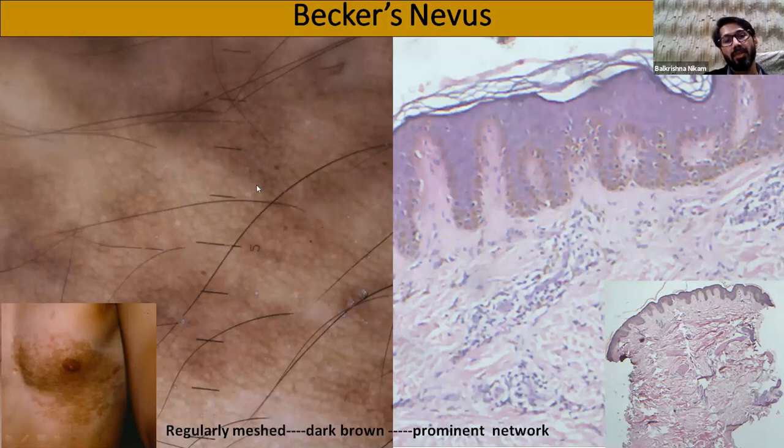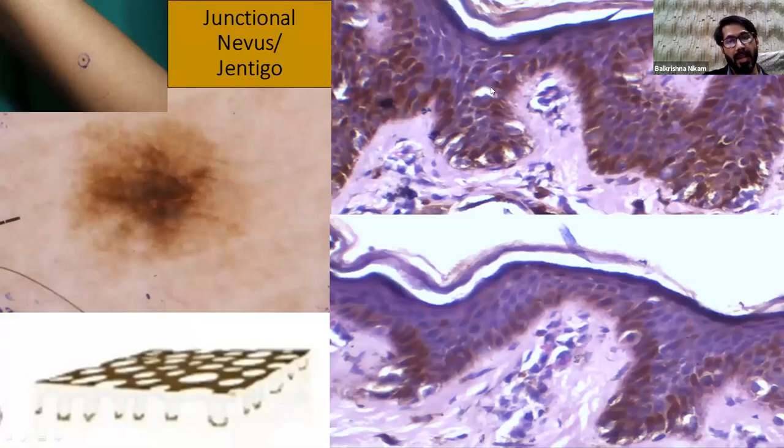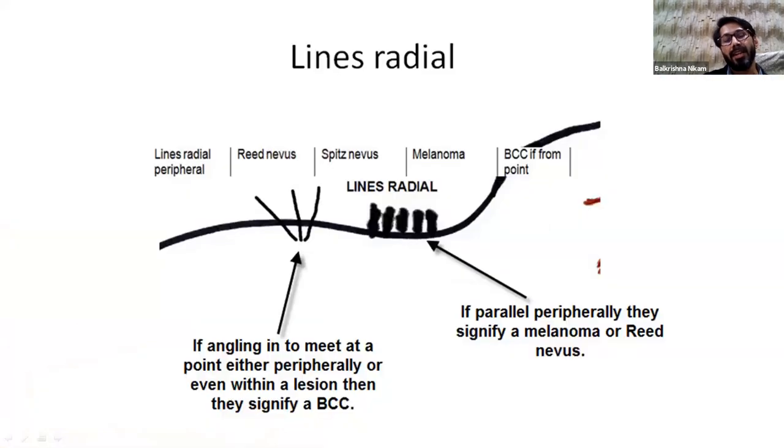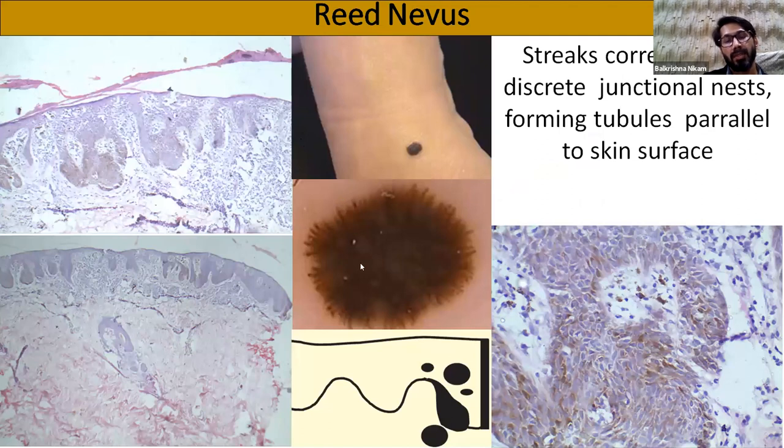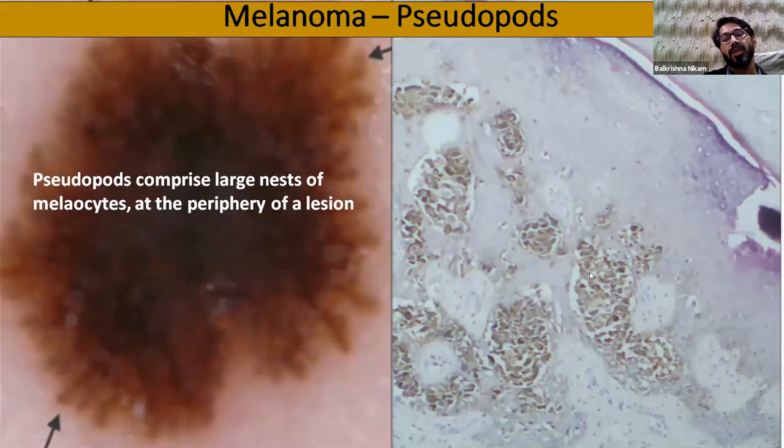Similarly, when you see the junctional nevus or a lentigo, you will see an increased number of melanocytes stacking in the rete ridges as well as at the tip of the rete ridges. There will be nest formation. So that will give again a thickened network. Coming to the radial lines, which are seen in Reed's nevus as well as in melanoma, they correlate with the junctional nests, and these junctional nests form tubules which are oriented horizontally or parallel to the skin surface, which come out as streaks. Similarly, in melanoma, you can see the pseudopods, which are nothing but the collection of melanin-containing melanocytes or tumor cells, oriented horizontally to the skin surface, and at the end there is one more junctional nest, giving you the appearance of typical pseudopod formation.